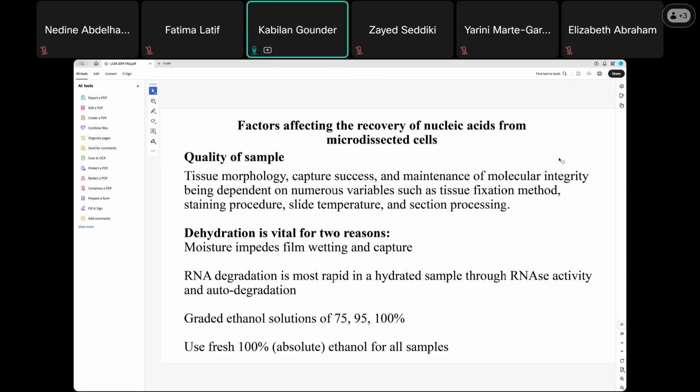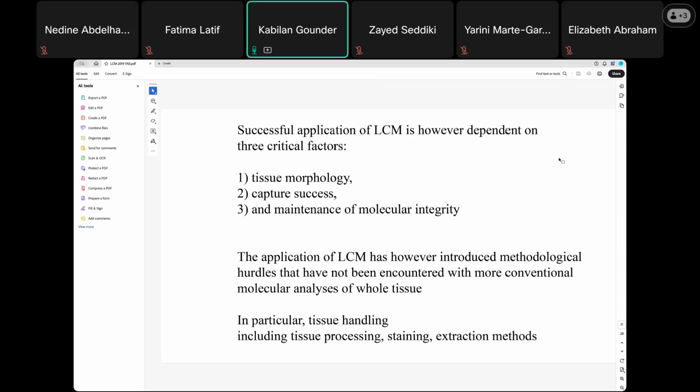Another point is graded ethanol solutions, you can use 75, 95, and 100%. Also use fresh 100% ethanol for all the samples during the dehydration process. Use a proper graded ethanol so that you can completely remove the water content. As we discussed, tissue morphology, capture success, and maintenance of molecular integrity are important, right? This application, however, introduced methodological hurdles that have not been encountered with more conventional molecular analysis of whole tissue, including tissue processing, staining, and extraction methods.